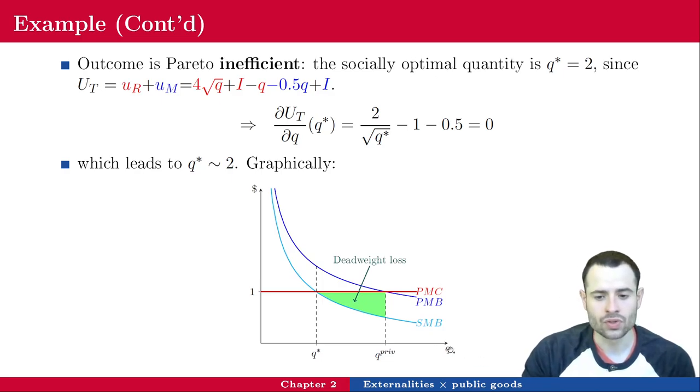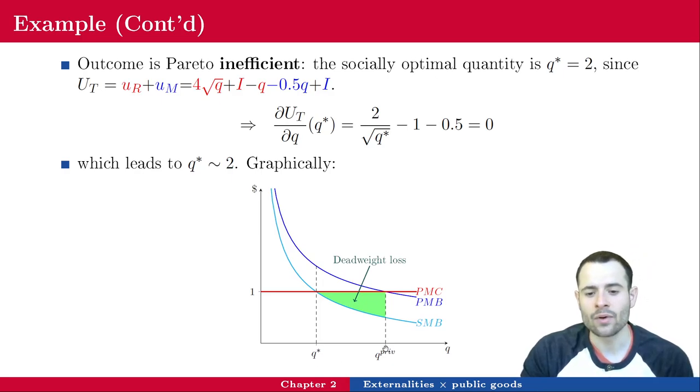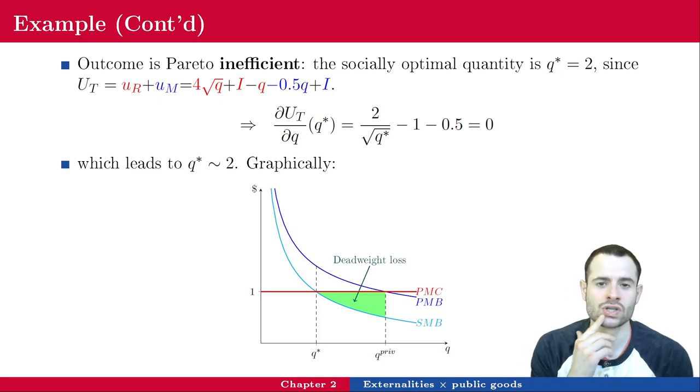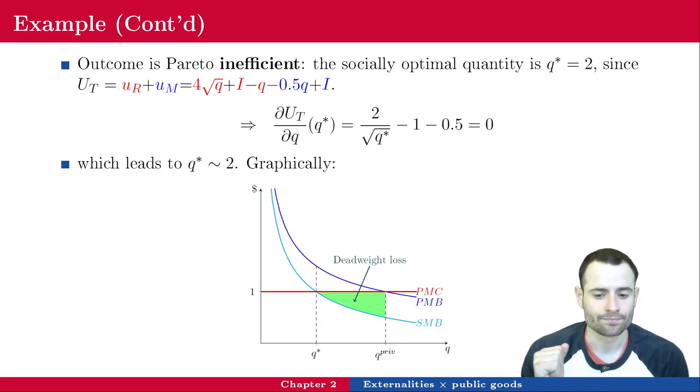If you want to compute the deadweight loss, then here you will need to compute the area between the private marginal cost and the social marginal benefit, between the optimal quantity and the non-optimal one. Here, however, you can see that it's curved. So if you want to compute this area thoroughly, then you might need to use other techniques than just computing an area. You might need to use something called integrals.